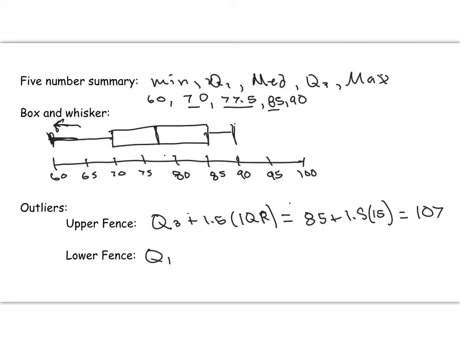So to find the lower fence, it's Q1 minus 1.5 times the interquartile range. And that would be 70 minus 1.5 times 15, which gives me a value of 47.5. I don't have any values lower than that, and so I don't have any lower value outliers either.